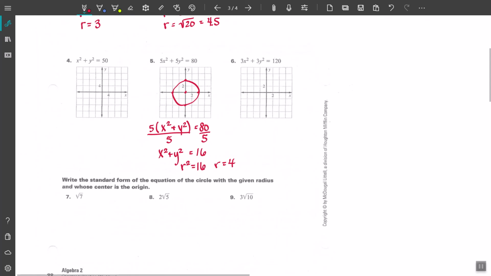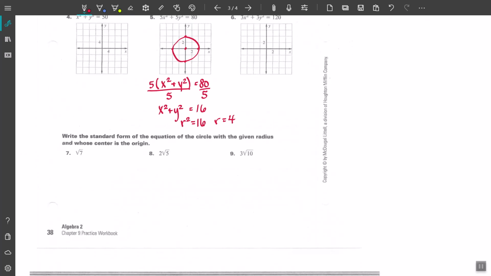So now moving down to the next set of problems, they want us to write the standard form of the equation of the circle with the given radius, and we know the center is the origin. So because the center is the origin, then we can use the standard form x squared plus y squared equals r squared.